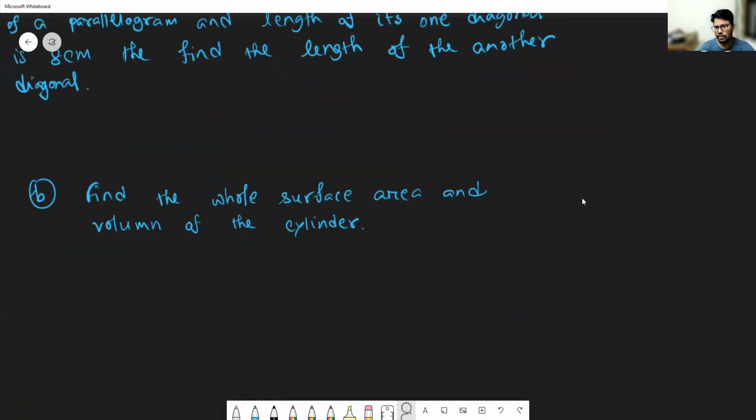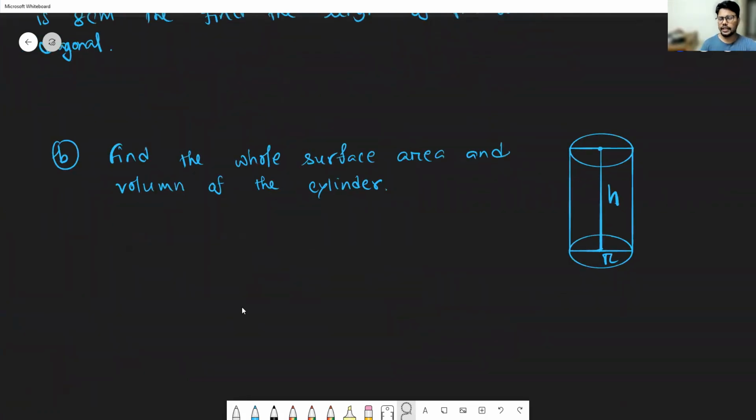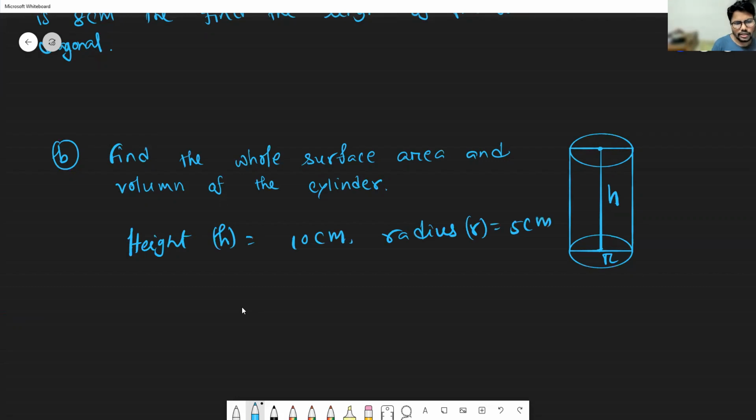So now find the whole surface area. Here the height h equals 10 centimeter, radius r equals 5 centimeter. This is the given information.